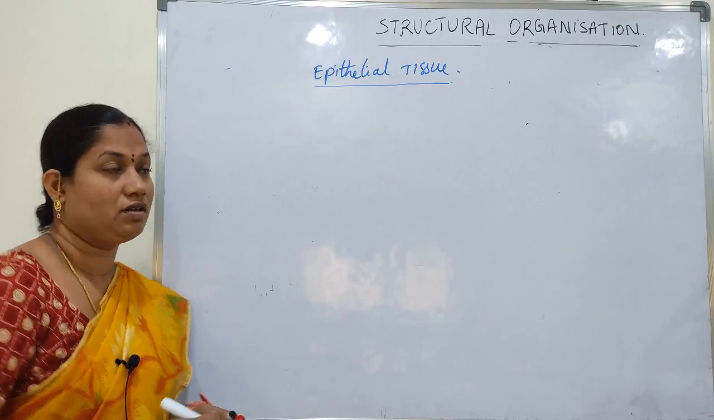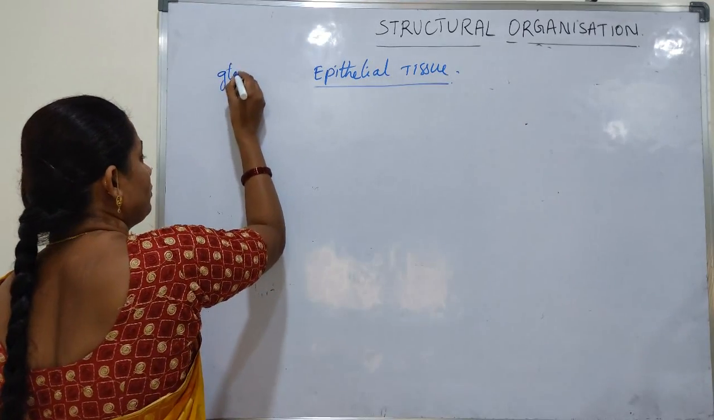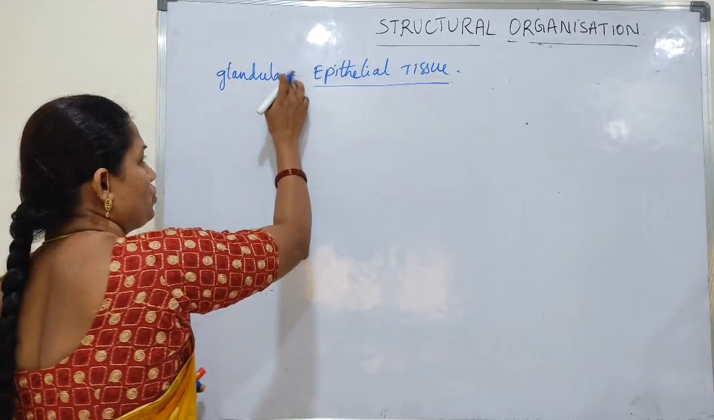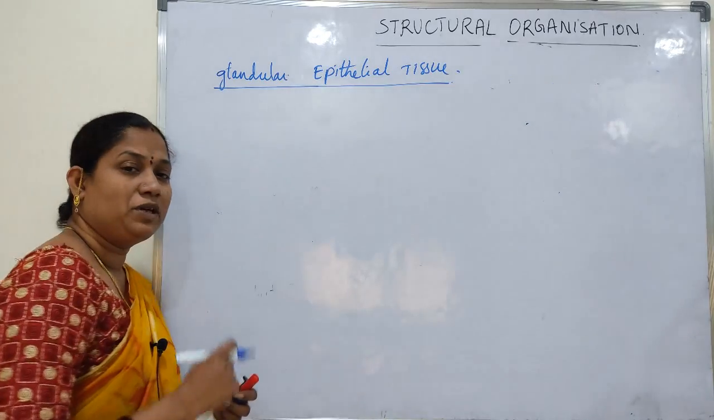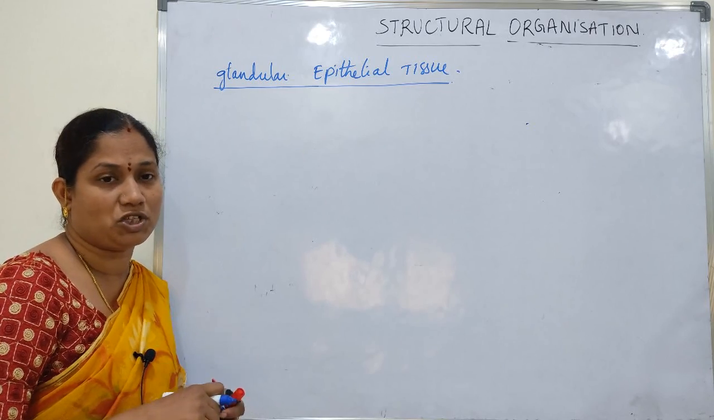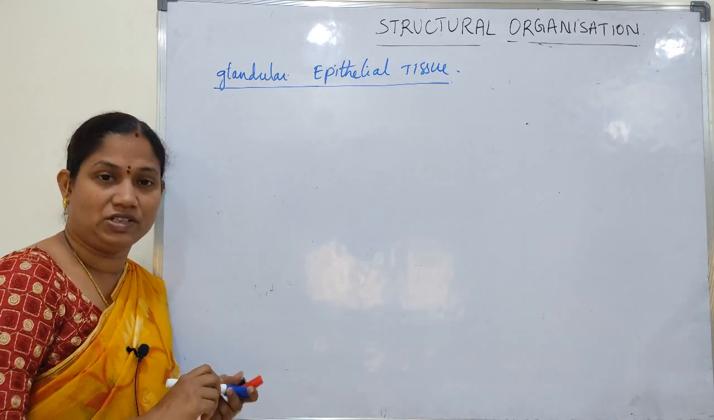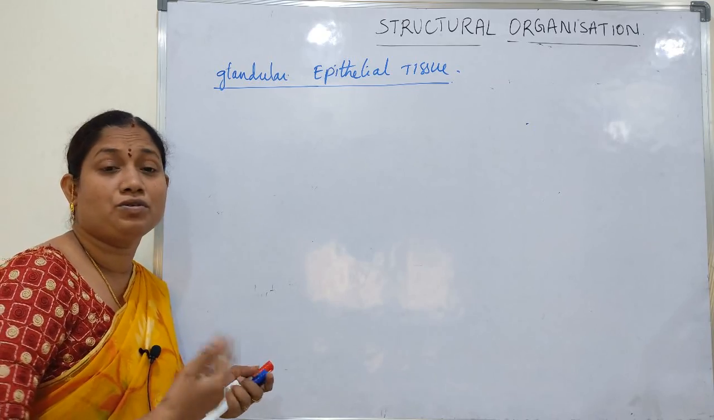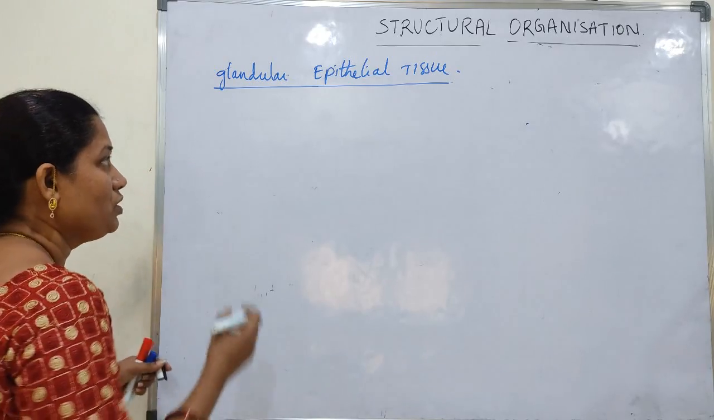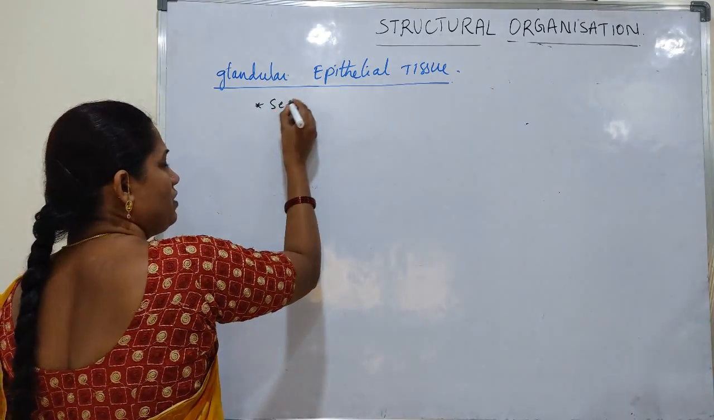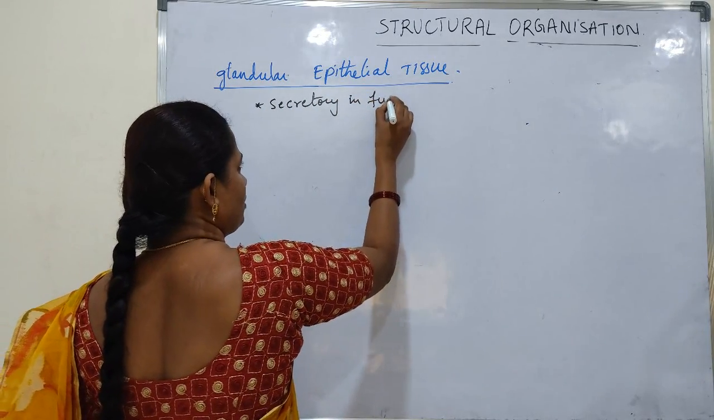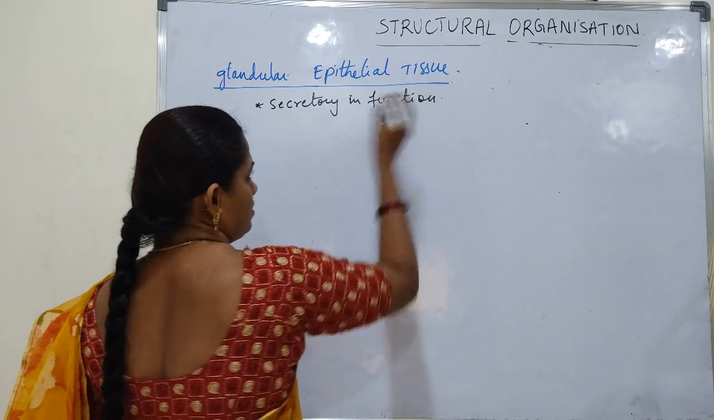The next epithelial tissue is glandular epithelial tissue. In simple epithelial tissue, some cells get specialized. They have a secretory function, which means they produce some secretions. That's why they are called glandular epithelial tissue. They secrete secretions.